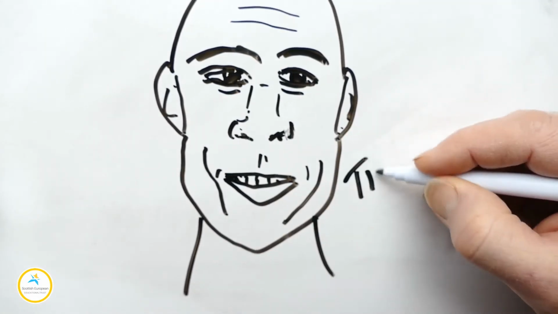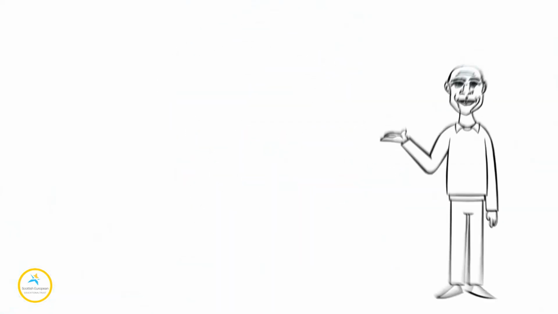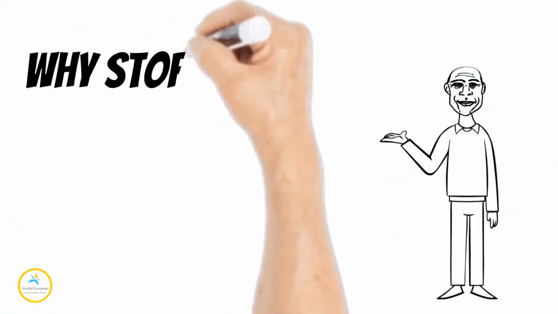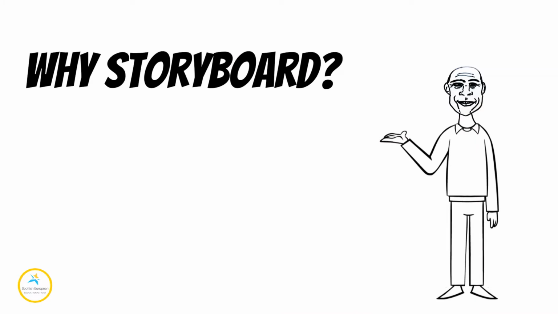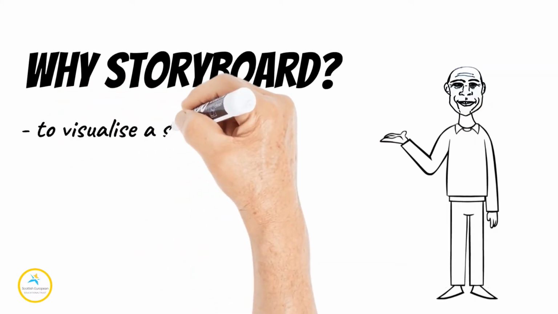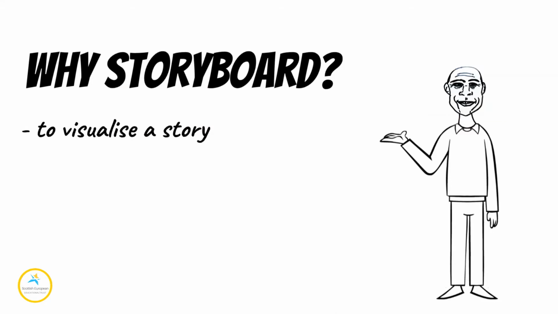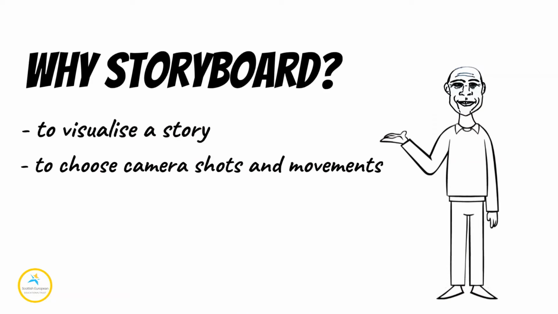And now the big question is really, why do we use storyboarding in film production? Well, there are several reasons. Primarily, let's assume we have a script, we need to visualize that story. We also need to choose the camera shots and the movements of the camera and the movements of the actors. These can all go in the storyboard.